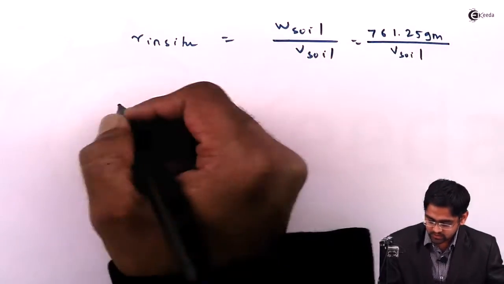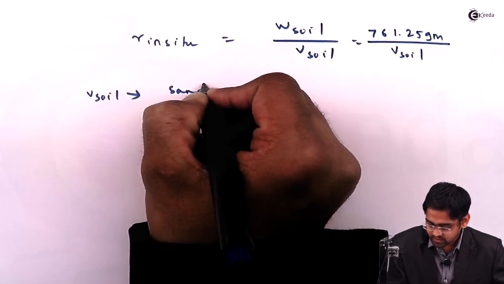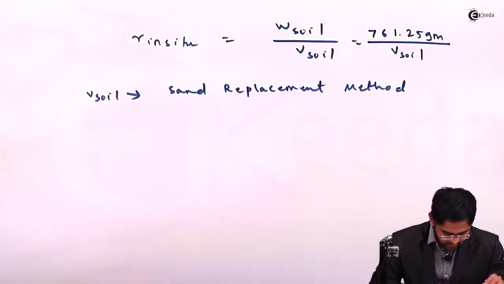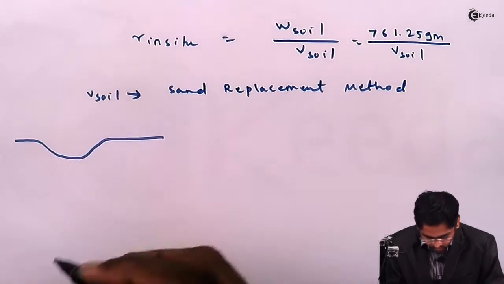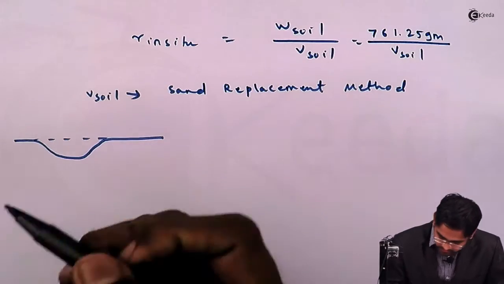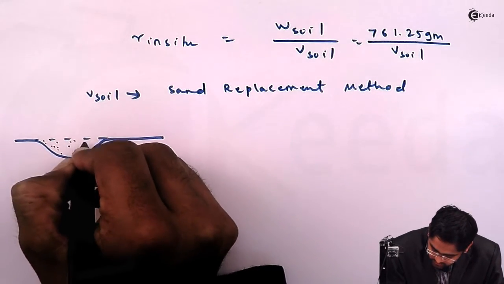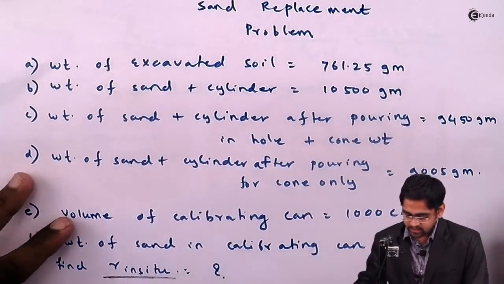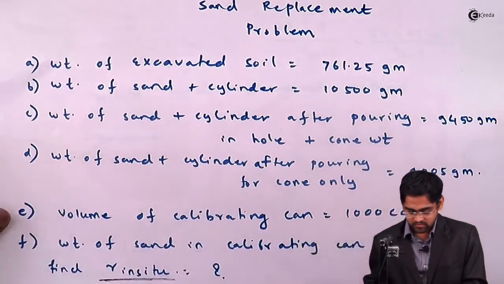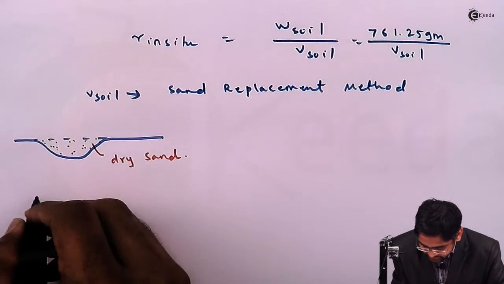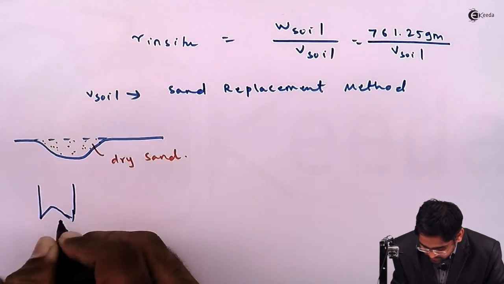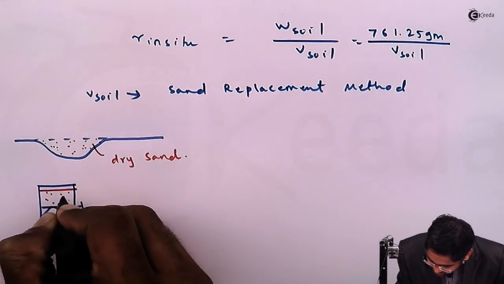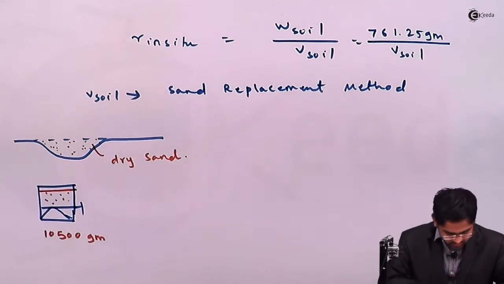And we have also discussed, in order to determine the volume of a soil, we use the sand replacement method. As stated earlier, we form a hole inside the ground, and you fill this hole with sand. This is dry sand. The initial weight of the sand in the cylinder, which is W1, is given. The initial weight of the sand and the cylinder is given as 10,500 grams.